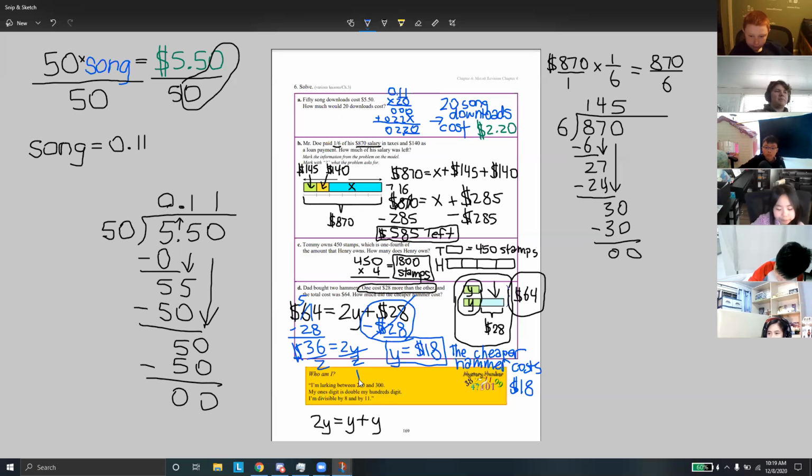So, we know that the hundreds place is going to be a 2, because, well, I guess it could be a 3. No, it can't be 3 because it says between 200 and 300. So I'm going to say that's less than 300. So we know the hundreds place is going to be a 2. And the ones digit is double my hundreds digit. So double 2 is a 4. And so we know there's going to be a 2 in the hundreds place and a 4 in the ones place. And then finally, we have to find out what is in the tens place that would make the whole number divisible by 8 and 11. And I'm pretty sure that would be a 6.